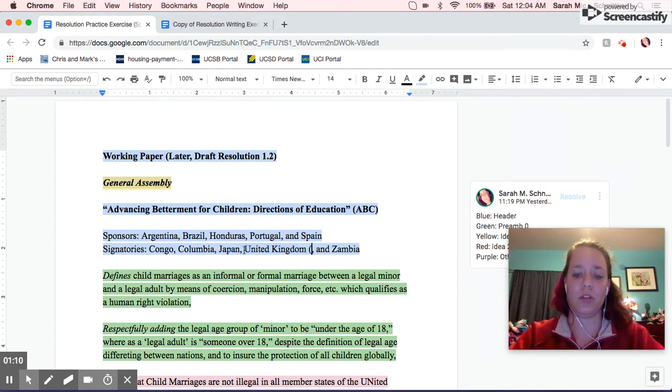Another important note is in the case of the United Kingdom and other countries that have abbreviations, you don't want to do UK. You want to write out their full name. It's just far more respectful to them.